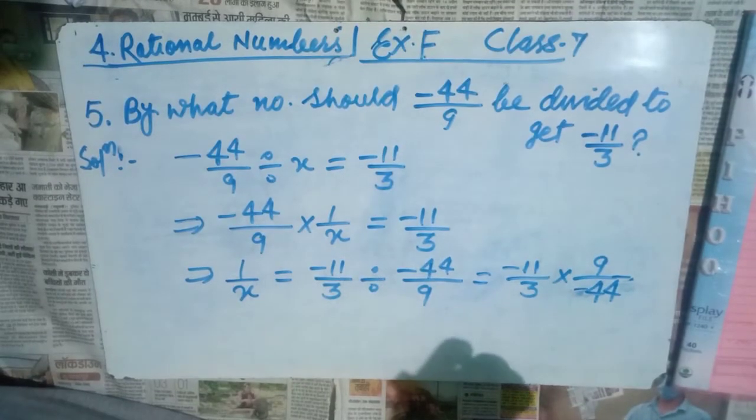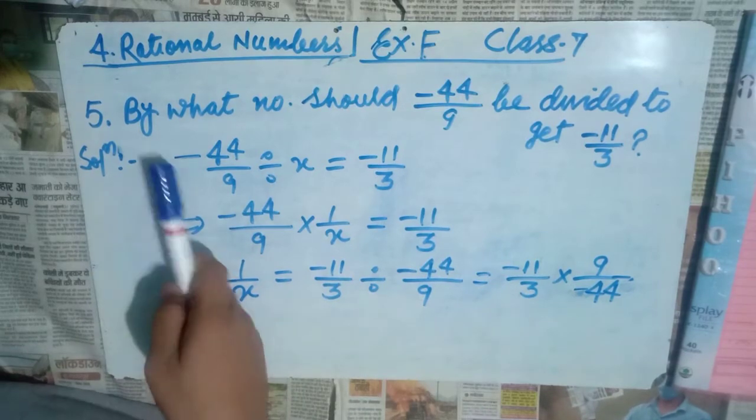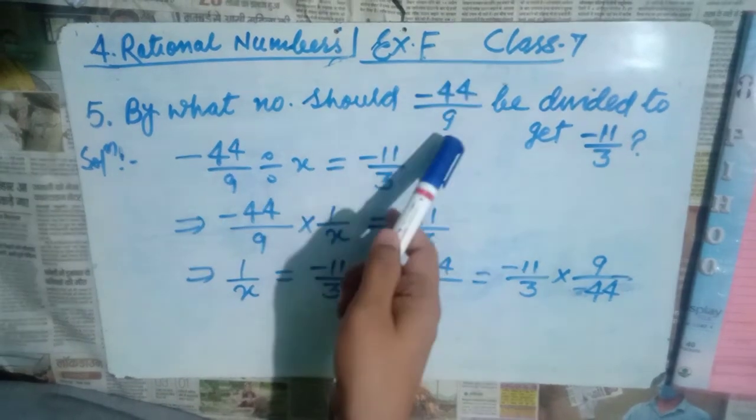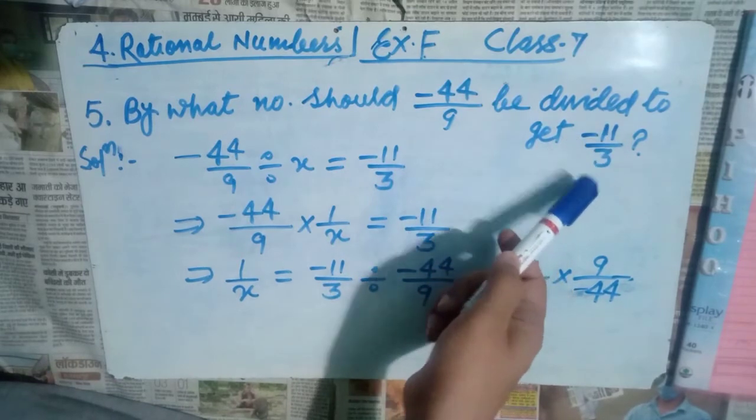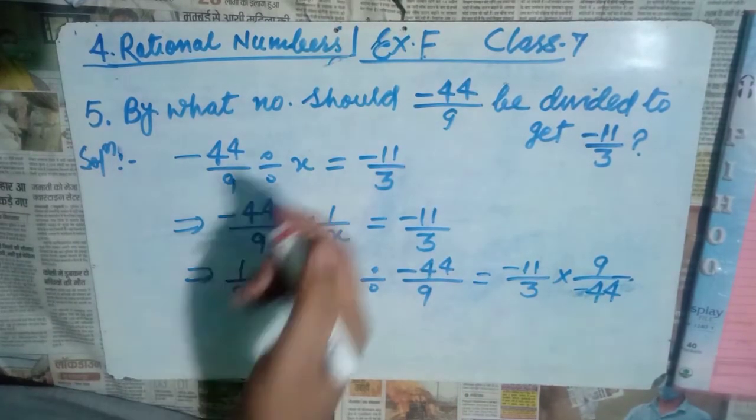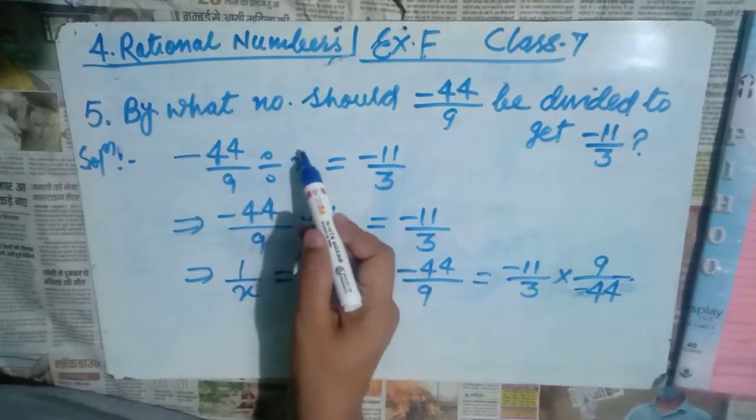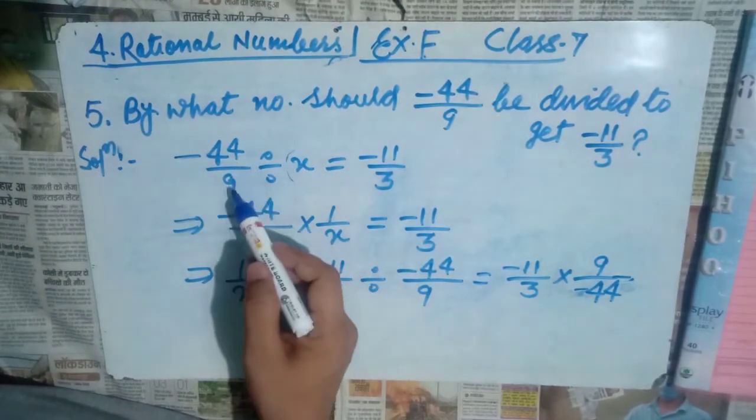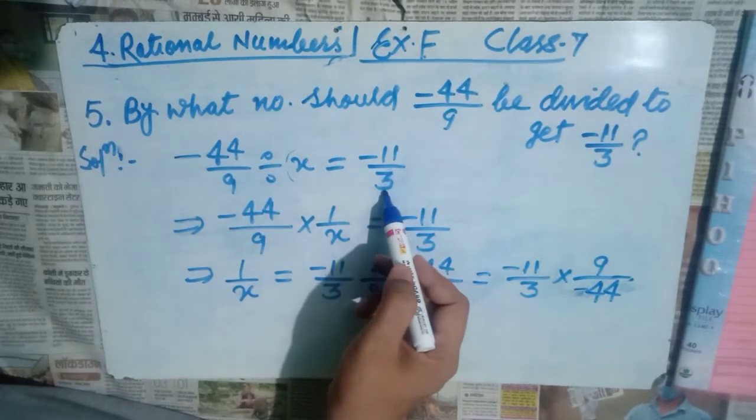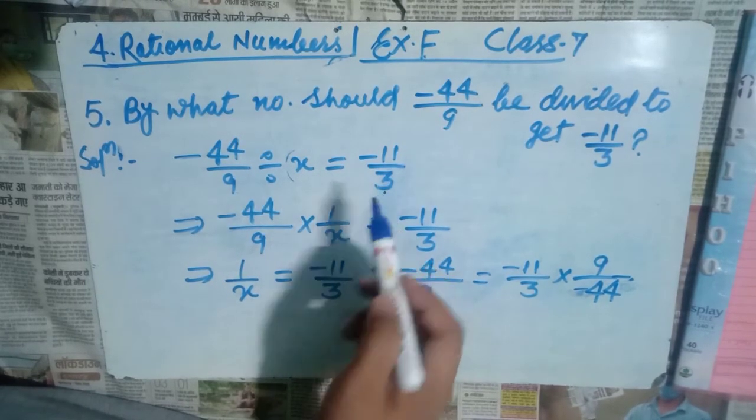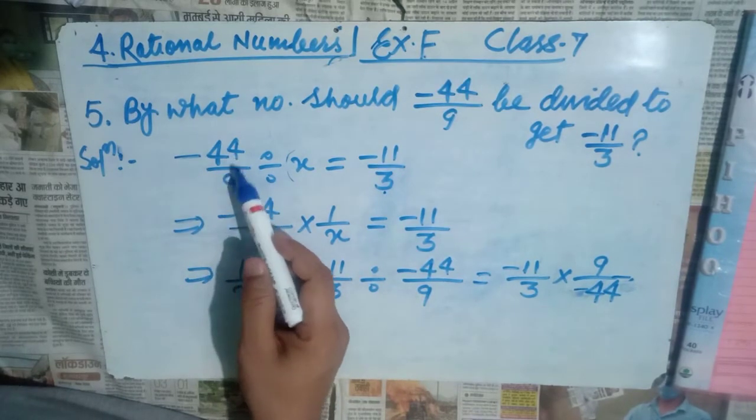Now friends, see question number 5. Question number 5 says, by what number should minus 44 by 9 be divided to get minus 11 by 3? Yes, suppose x is divided by minus 44 by 9. X divided by minus 44 by 9 gives us minus 11 by 3. Okay, now this can be written as minus 44 by 9.